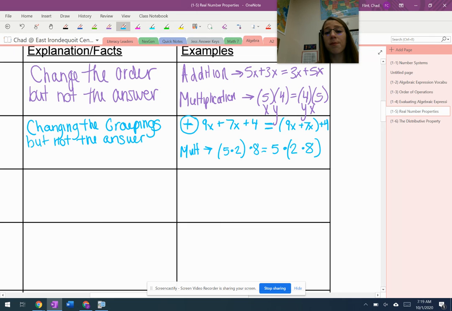The important thing to notice with the associative property is that when you're changing the groupings around, you're not changing the order. Notice in my addition example, 9x came first, then 7x, then 4. That's still the case on the right side of the equal sign, 9x, then 7x, then 4. Same thing with my multiplication, 5 times 2 times 8, 5, then 2, then 8. The parentheses change things, but the order of the numbers is still the same. Because if it wasn't, then that would be the commutative property, not the associative property.